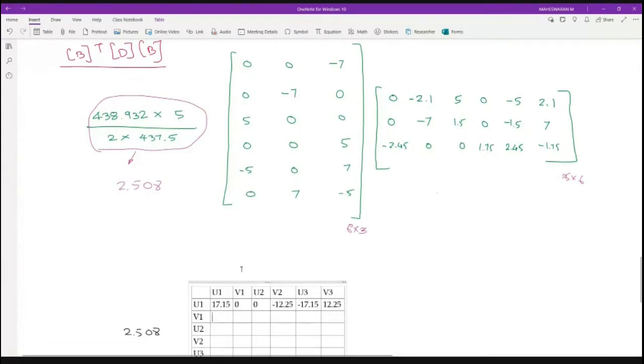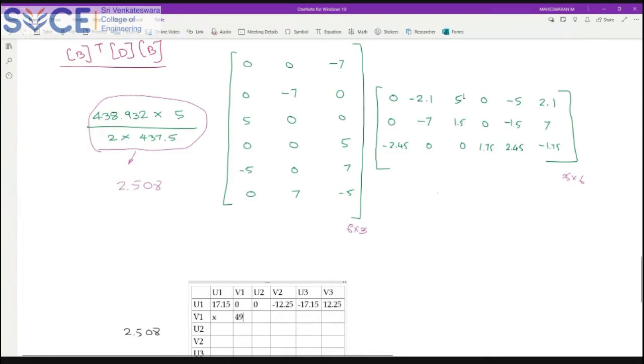Next, V. I don't want to concentrate on the first row and the first column, because that is, let me consider as X. That will be symmetric. I'll concentrate on the second row and second column. From the second row, we'll go 0 into 2.1, 0. So 7 into 7, 7, 7, so 49. So it is positive, right? Other things are 0. This is 49.